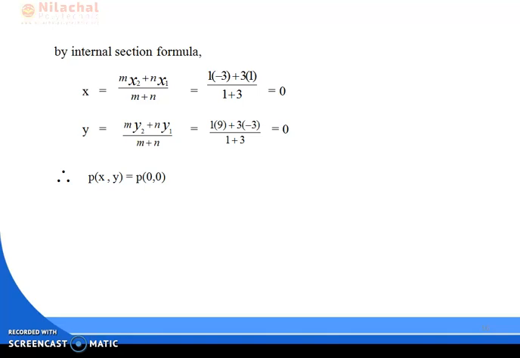So what do we get now? We find that the answer is 0 because 9 plus (-9) by 4 means 0 by 4, and 0 by something is always 0. And we get that by the internal division formula, the P point must be (0, 0). Means x coordinate is 0, y coordinate is 0.